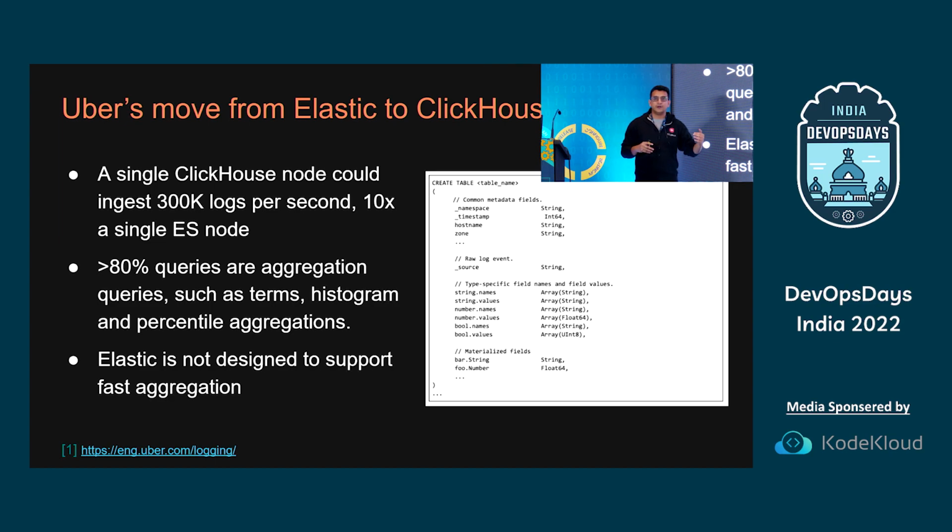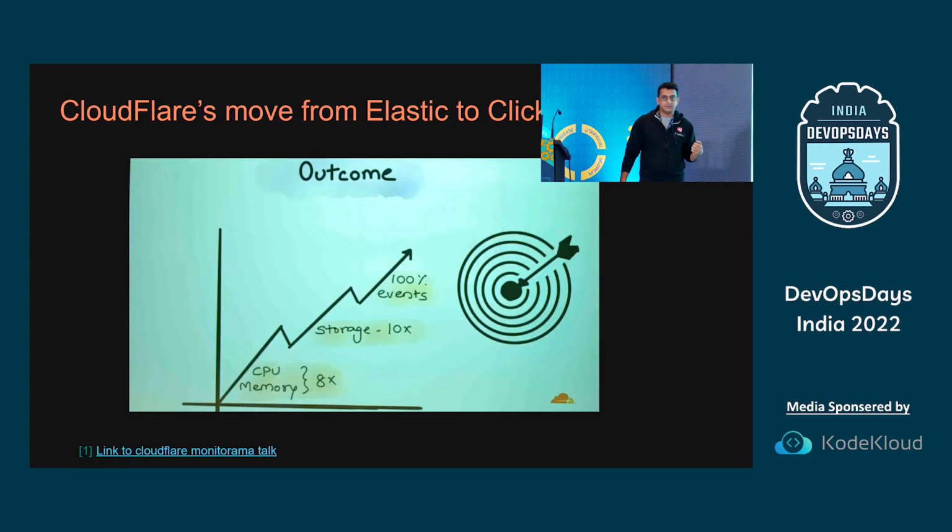And when they asked their users about the type of queries they do, most of the queries their internal team does on the observability data are around aggregation or analytical capabilities, right? Like terms, histograms, percentiles, and everything. And Elastic is not designed to support that. So all this helped Uber move from Elastic to ClickHouse, and they're doing that.